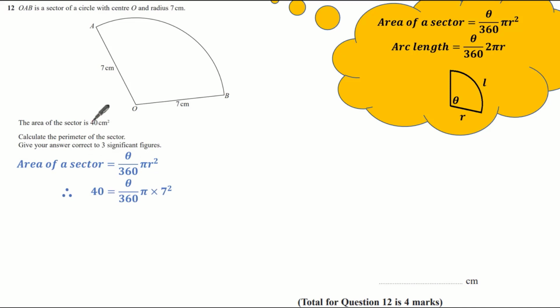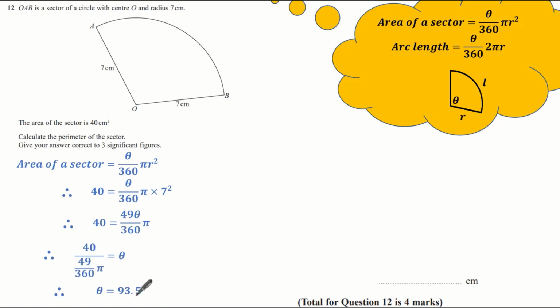Substituting the area to be 40, which was given in the question. I don't know my angle, but I do know it's over 360 times pi times our radius squared. So therefore, I've formed an equation so I can find out theta. Simplifying a little bit more gives me 49 theta over 360 pi. Now remember, I need to find theta, so all I'm going to do is divide by 49 over 360 pi. This will give me theta. Because it's a calculator paper, I can just substitute this into my calculator, verifying that theta is 93.5 degrees.